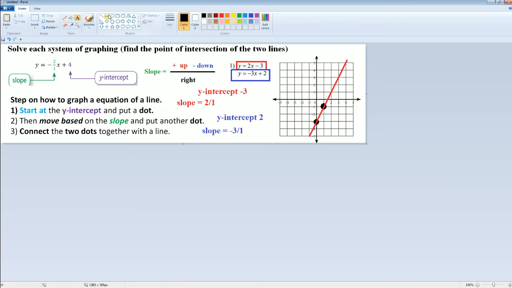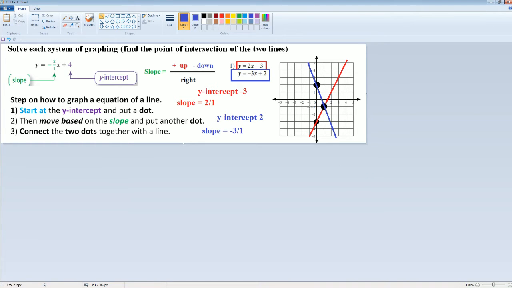So the y-intercept is 2, 1, 2. The y-axis is the up and down. You put a dot here. The slope here is -3, so you go down 3, 1, 2, 3, and across 1 to the right. Again, -3 means down 3, right 1. So this is where the second dot goes. Now we connect it with a line. There you go.